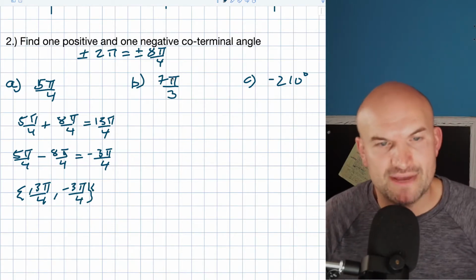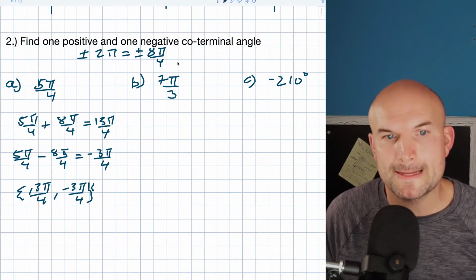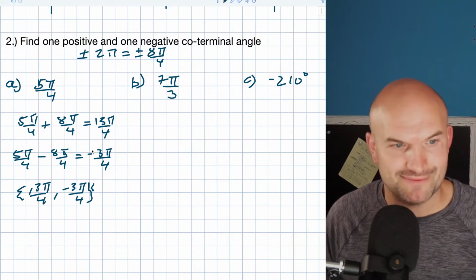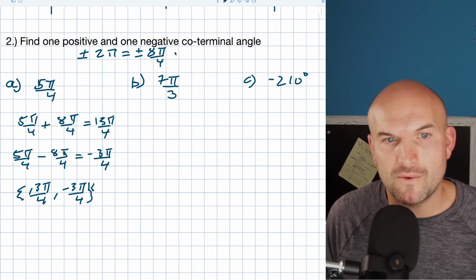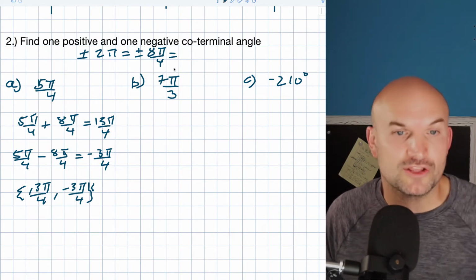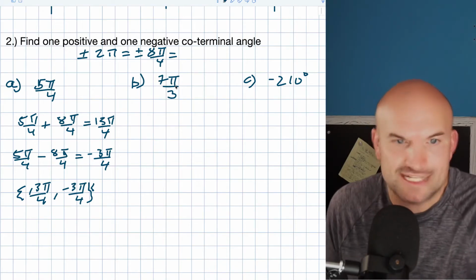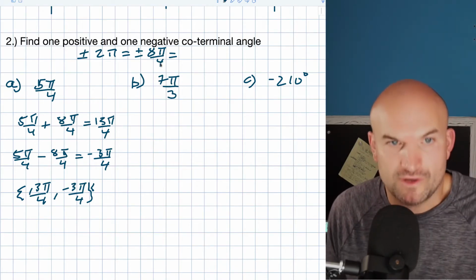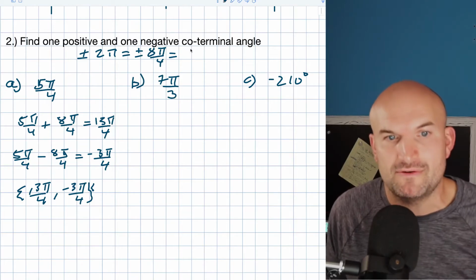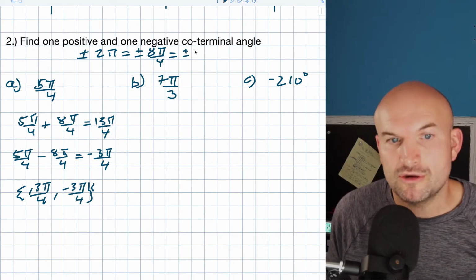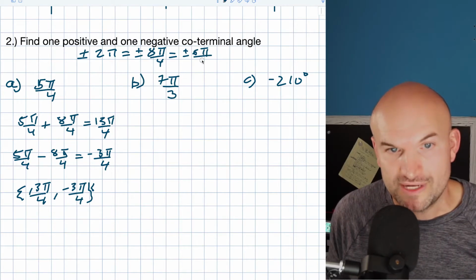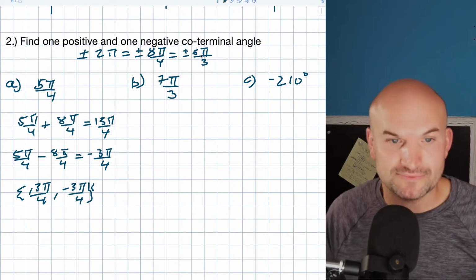Now, what about if you have something like 7 pi over 4? Or sorry, 7 pi over 3. I don't know why I'm changing up these 4s and 3s. Now, again, this can be another way that we can understand 2 pi. I don't want to add 2 pi to that, and I don't want to add 8 pi over 4. Those don't have the same denominator as 7 pi over 3. But I could say plus or minus 6 pi over 3. That is equal to 2 pi.